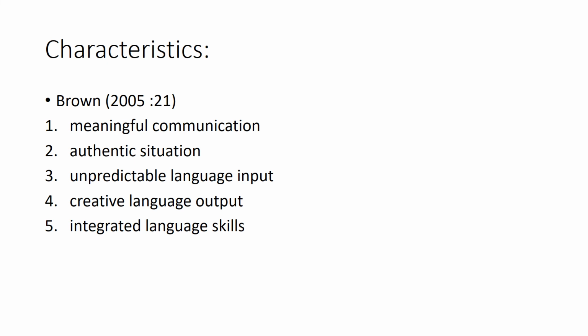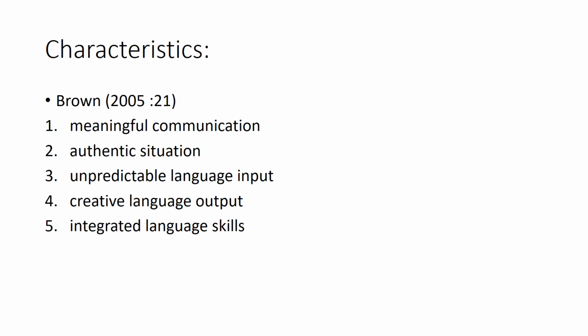features number 3 and 4, unpredictable language input and creative language output. What does this mean? Usually in communication we have input and output, such as a question and an answer. You ask a question, so this is an input, and you expect an answer. This is an output.